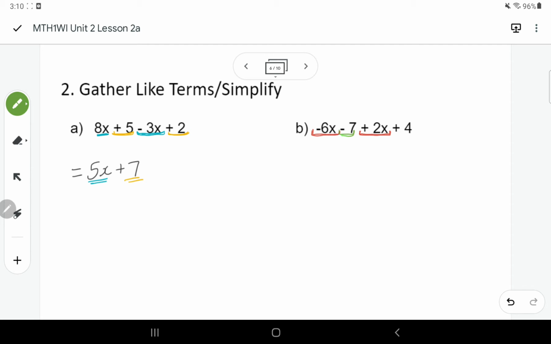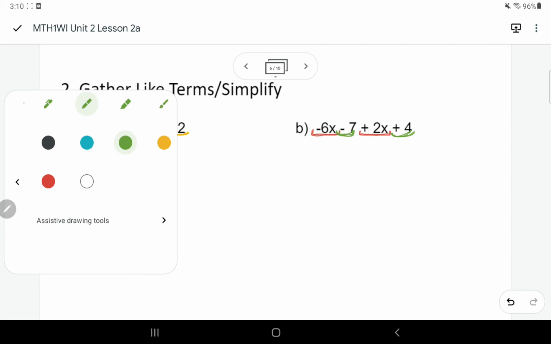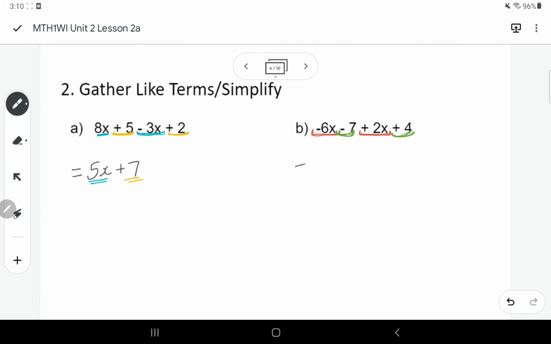Here I've got a negative 7, and I kind of like to underline and scoop that sign in, the plus or minus, and a plus 4. So then when I'm doing my like terms, I'm going to say what's negative 6 plus 2 for the ones I've underlined in red with the x's. Negative 6 plus 2 is negative 4, and that has an x. The number parts, the negative 7 and the plus 4, negative 7 plus 4 more is negative 3.